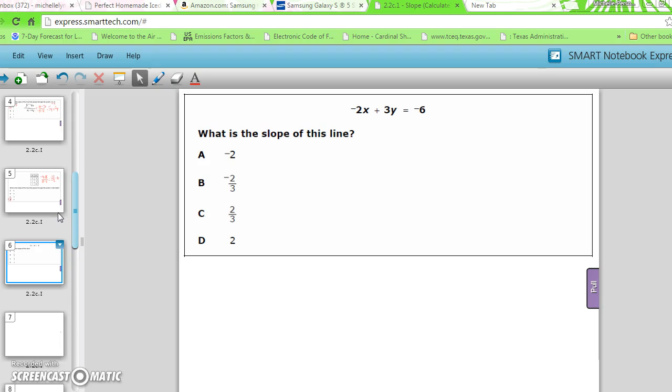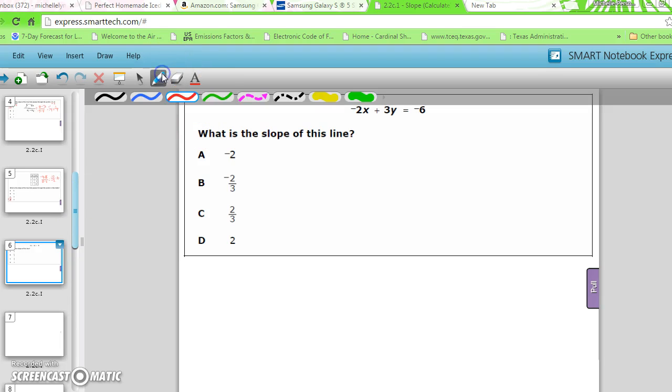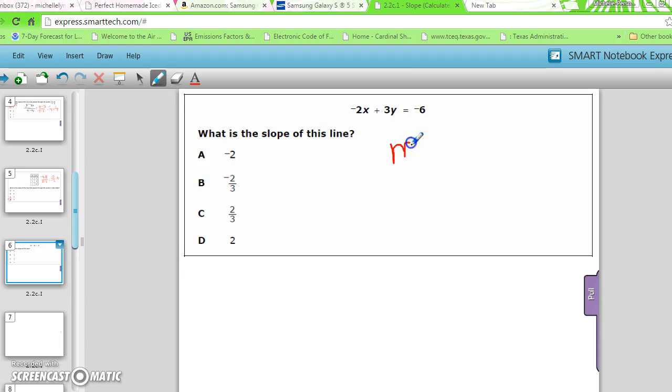What is the slope of this line? These are a little more complicated. You need to put them in y equals mx plus b, or you can remember this is standard form. Also, it's called ax plus by equals c. And when you have standard form, you can find the slope by doing negative a over b.